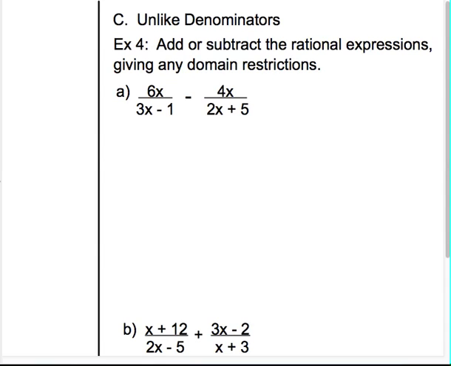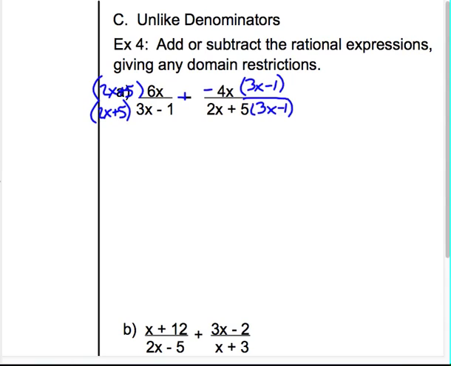So my first example, I've got everything completely factored. There's nothing I can simplify, and there are no common factors in the denominator. So I need to first of all, distribute my negative, and multiply this by the 3x minus 1 that's missing. Over in my first fraction, I'm missing a 2x plus 5. So I'm going to distribute in both of my fractions.